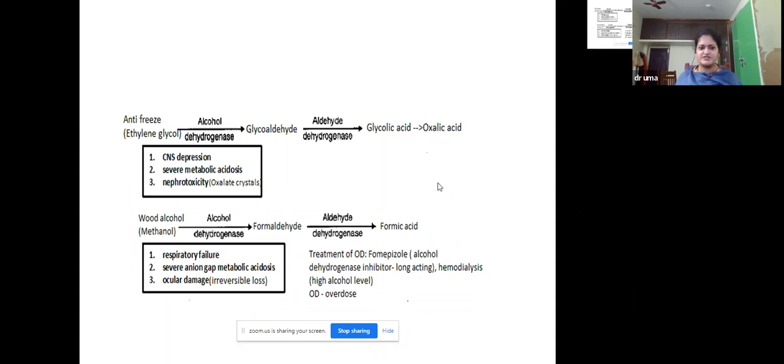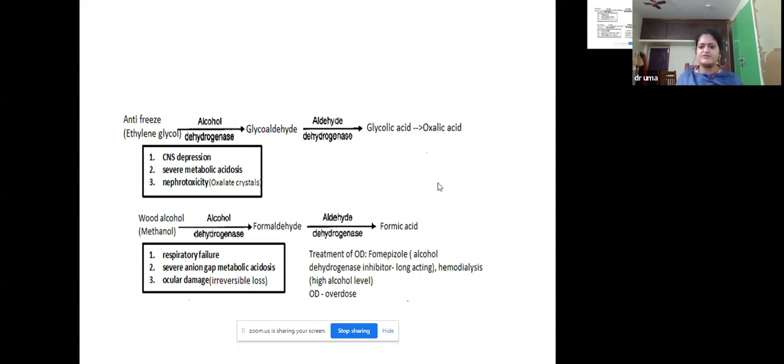And methanol, which is wood alcohol, is converted into formaldehyde by alcohol dehydrogenase and to formic acid by aldehyde dehydrogenase. This formic acid is more prone to cause ocular damage. They also produce respiratory failure and severe anion gap metabolic acidosis.